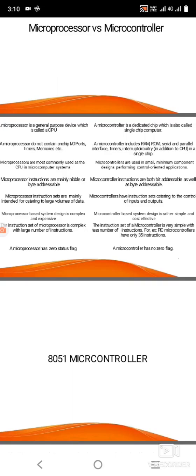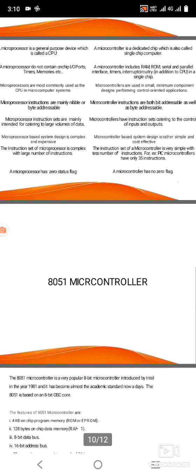Then the processor has a zero status flag, the controller has no zero flag. And additionally, one more point: the processor has a smaller number of pins available, and the controller has a larger number of pins available.